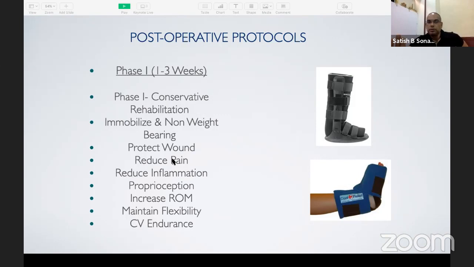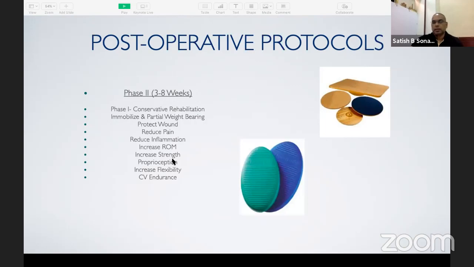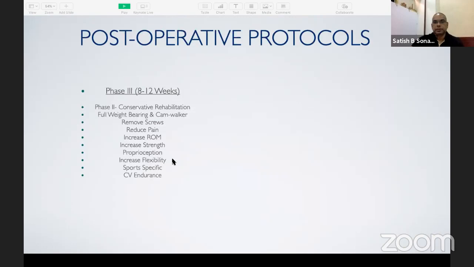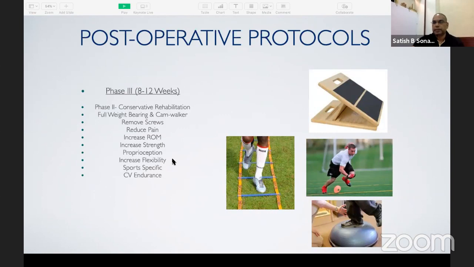Then from the 3rd to 8th week, I start with the yellow TheraBand exercises, progressing to the green and blue TheraBand exercises. And 2 months onward, then full range of movement, no brace, nothing, and rigorous strengthening exercises. But still I ask the patient not to do squatting and square leg sitting for about 3 months.